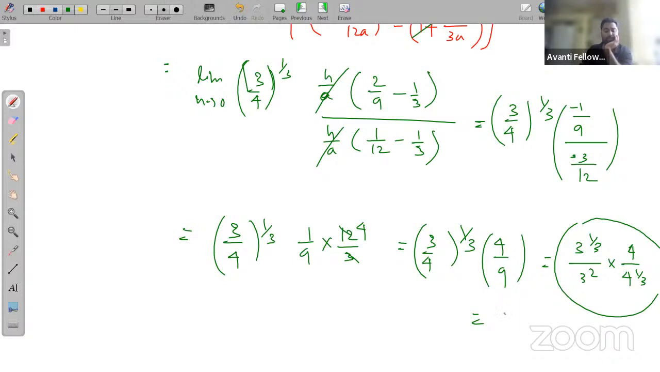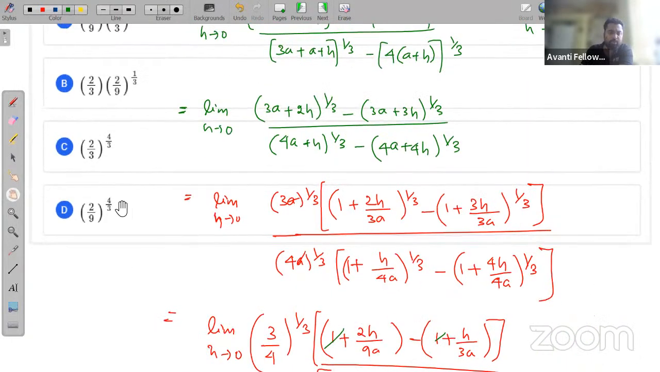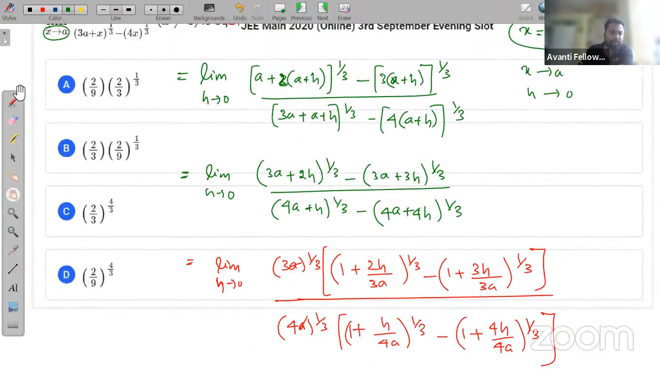The answer will be like this: 2 by 3 into 2 by 9 whole to the power 1 by 3. So what is the answer? You can calculate, yeah? 2 by 3 into 2 by 9. This is the answer. Option B is the correct one.